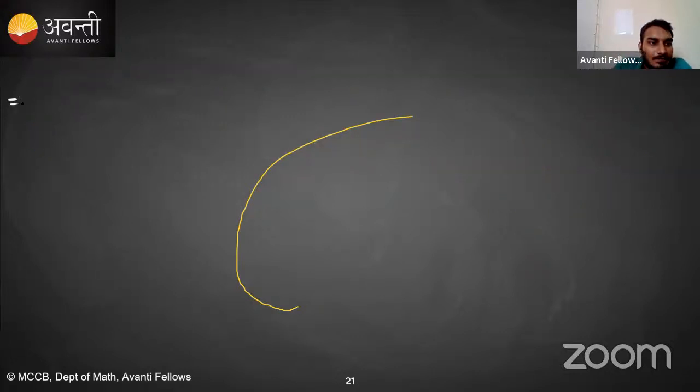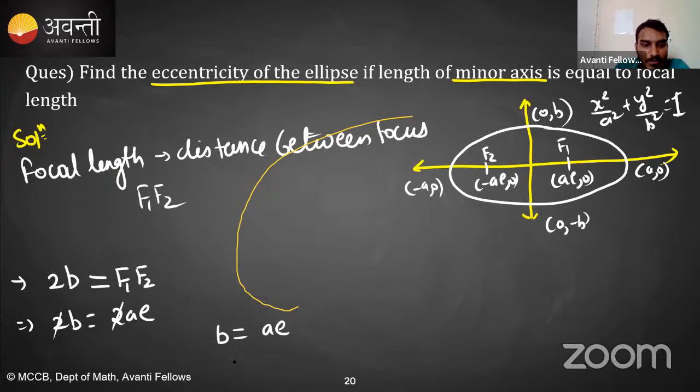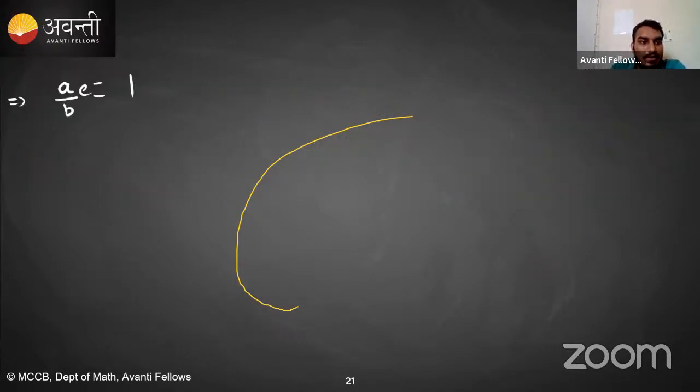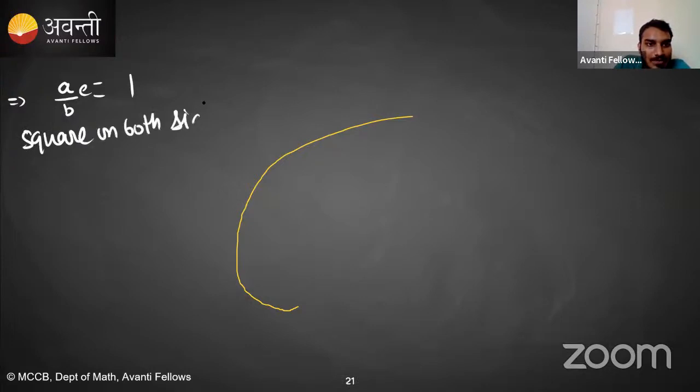If it is clear, then we have to find the eccentricity. From here you can say that a by b into e is equal to 1. What did I do? I took b on the right hand side. So a by b into e is equal to 1. Now what you can do is square on both sides.